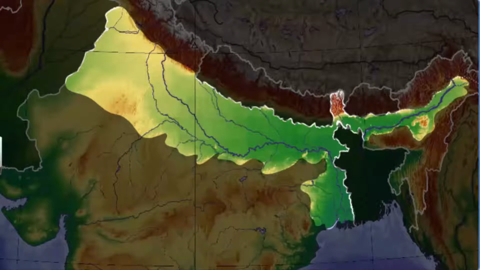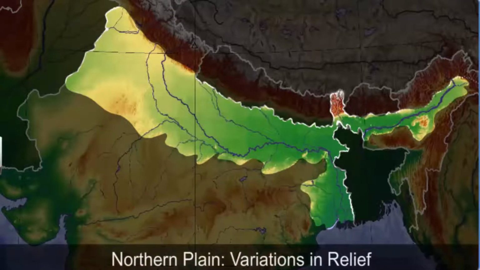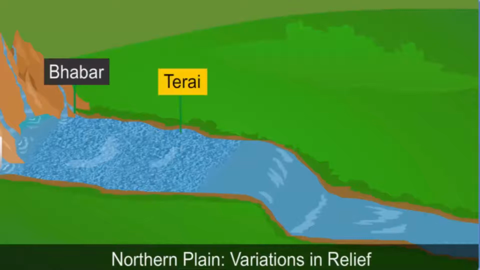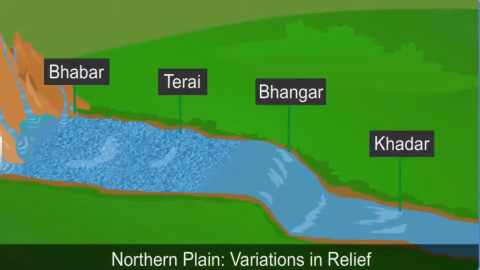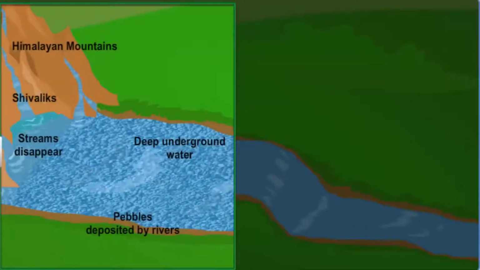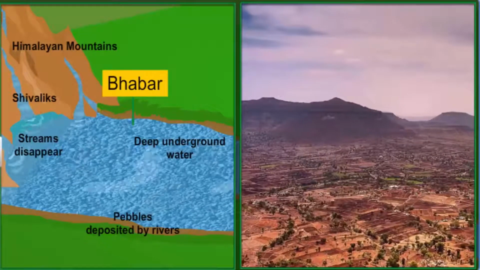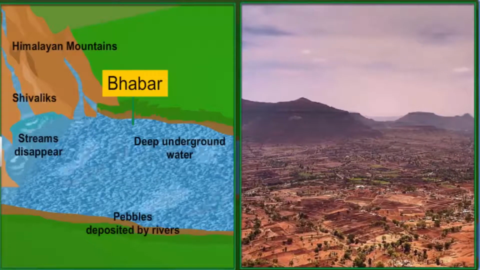In fact, based on these variations in relief, you can divide the northern plain into 4 regions: Bhabar, Terai, Bhangar, and Khadar. Let's find out more about these regions and the features that each of these regions displays. We begin with the Bhabar region. The Bhabar region is a narrow belt of level surface in the northern plain, lying parallel to the slope of the Shivaliks.